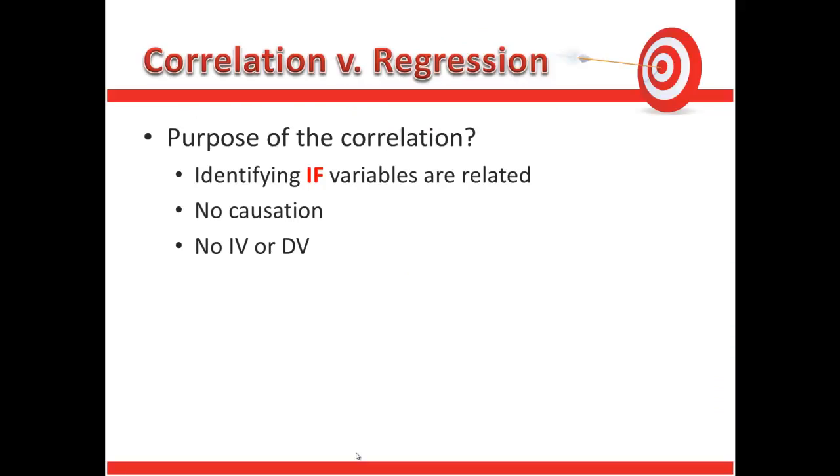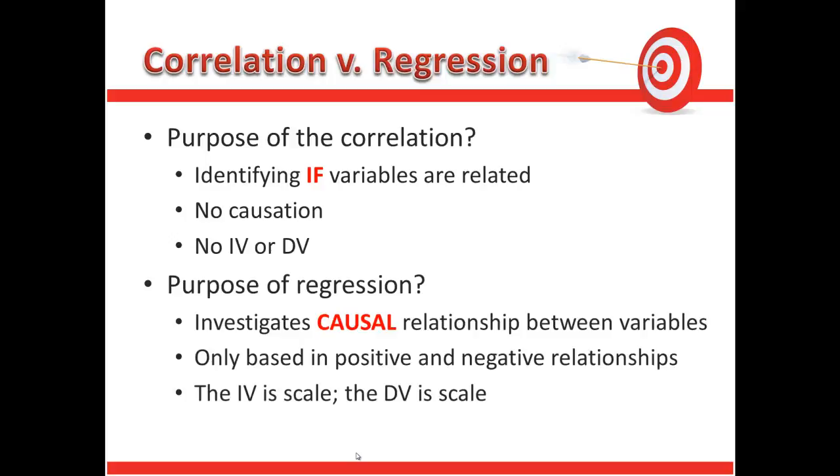Like we discussed in podcasts 3 and 6, the purpose of correlation is to identify if variables are related, but it does not identify if there is causation between independent variables and dependent variables. If we compare this to the purpose of regression, which is to investigate causal relationships between variables based in positive and negative relationships, then we see why correlation is the gateway to regression. We have to establish that a relationship exists before we can establish whether the IV caused the change in the DV or if the relationship is just coincidental.